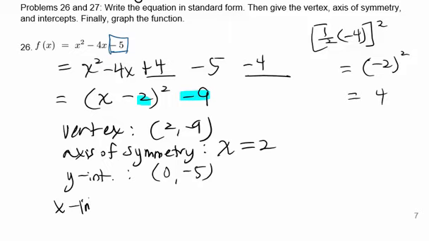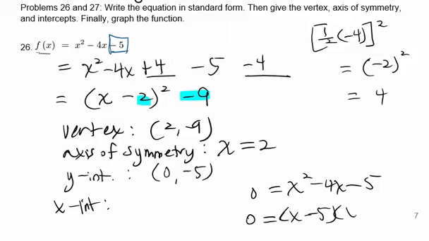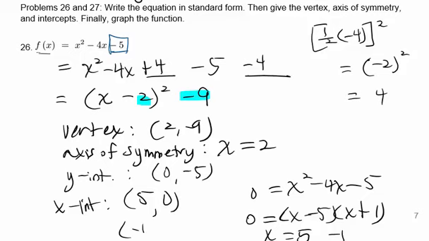Okay, the x-intercepts will occur when y is 0. Instead of f of x, just replace it with 0, and we get x squared minus 4x minus 5, and see if we can factor. And so that's x minus 5 times x plus 1, and set each of those factors equal to 0. So x is positive 5 or negative 1. Okay, so one of the x-intercepts is at 5, and the other is at negative 1.